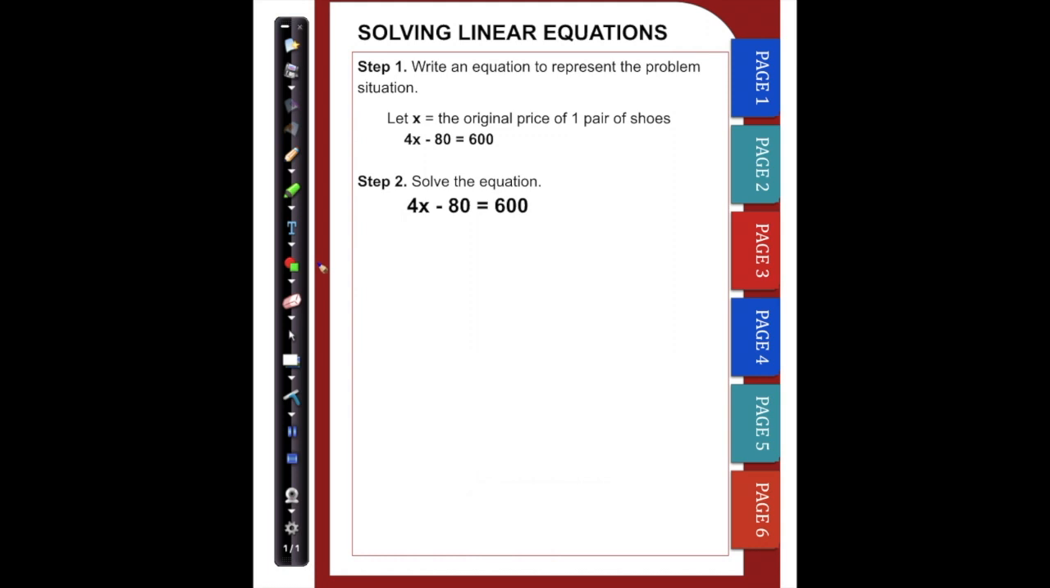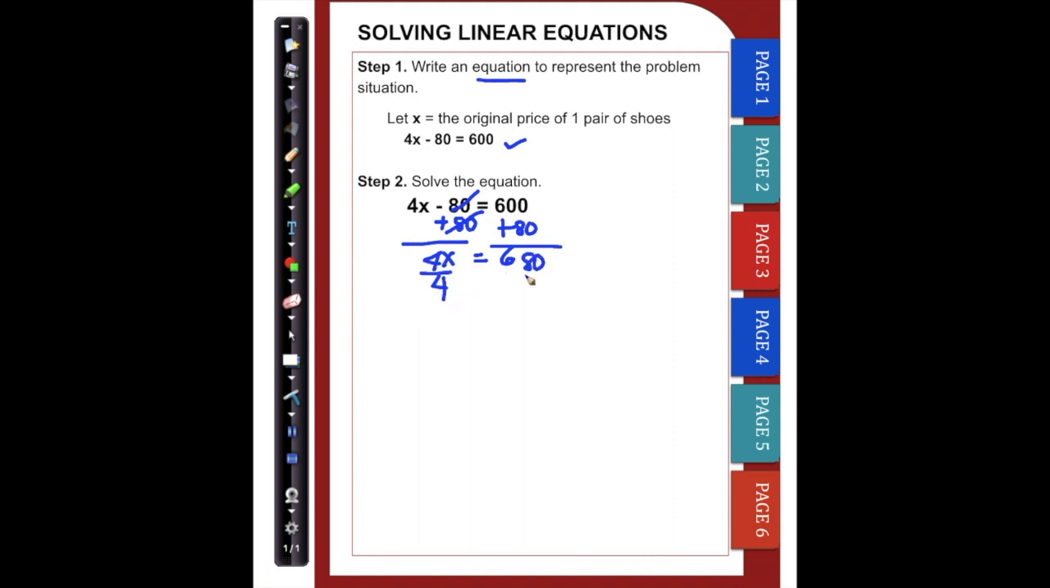We were able to write the equation to represent the problem situation, and we said we represent x as the original price of 1 pair of shoes, and we came up with the equation 4x minus 80 equals 600. Now we're going to solve the equation 4x minus 80 is equal to 600. You have to isolate x, so we add 80 to both sides. Why add? Because the inverse of minus 80 is plus 80.